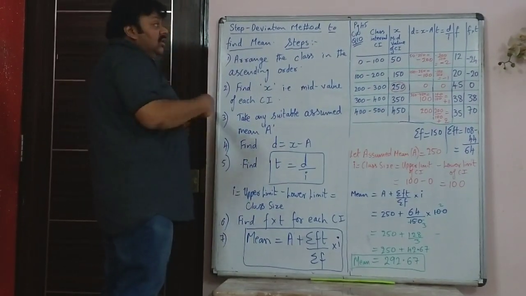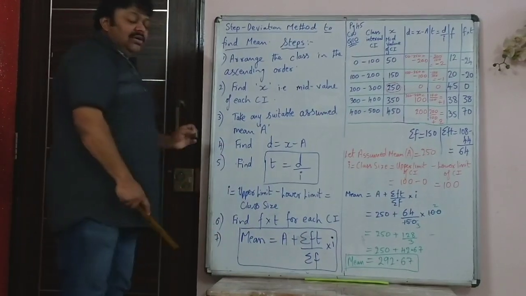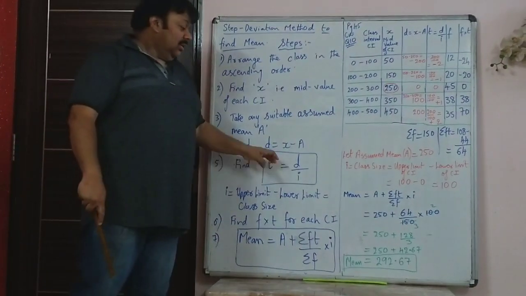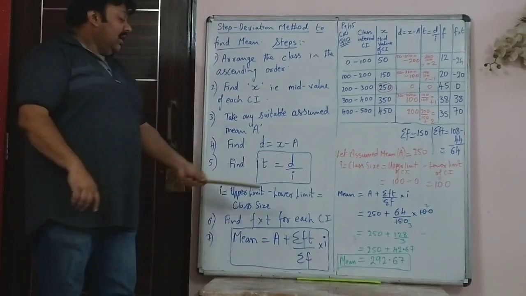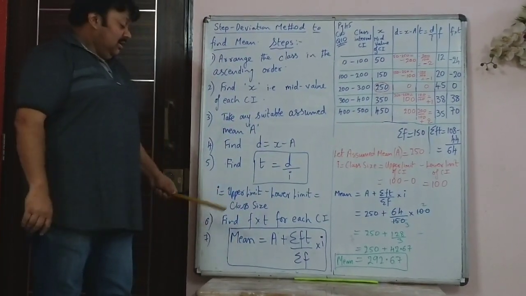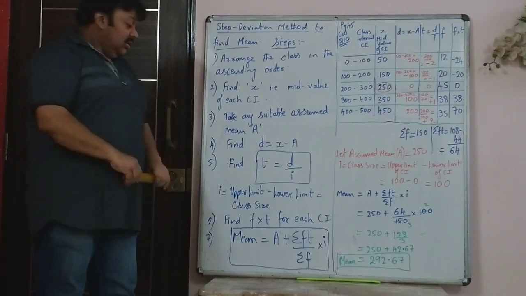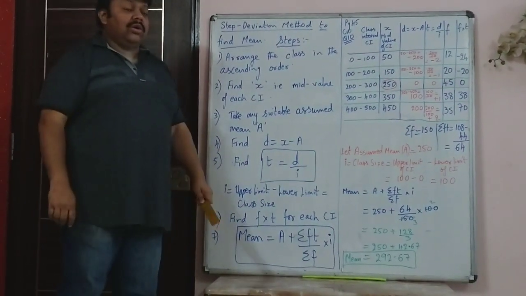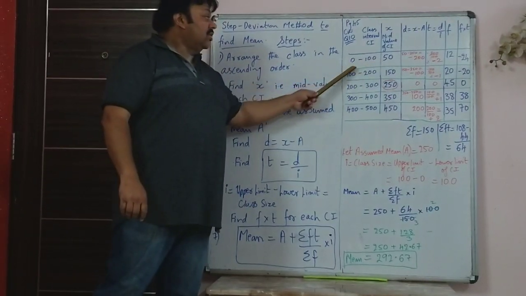Now the new thing in this method, you have to find t. What is t? t is just a variable. And what is t? It is this deviation upon the class size. h stands for class size. And class size, last year in 9th standard in statistics you had learned, it is the upper limit minus lower limit. So it is 100 minus 0, so class size is 100.